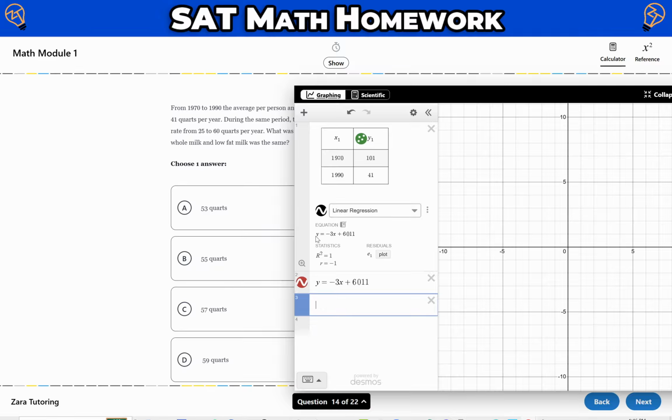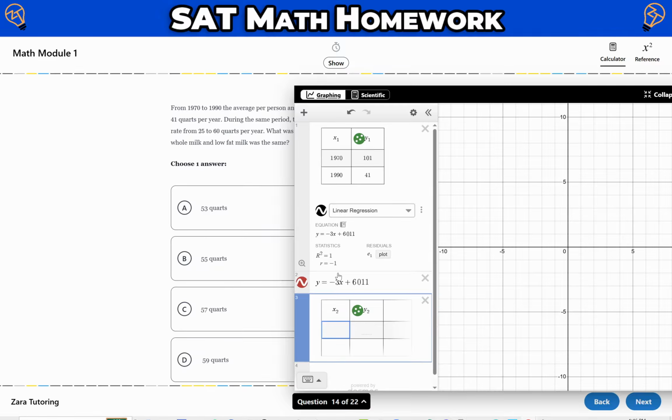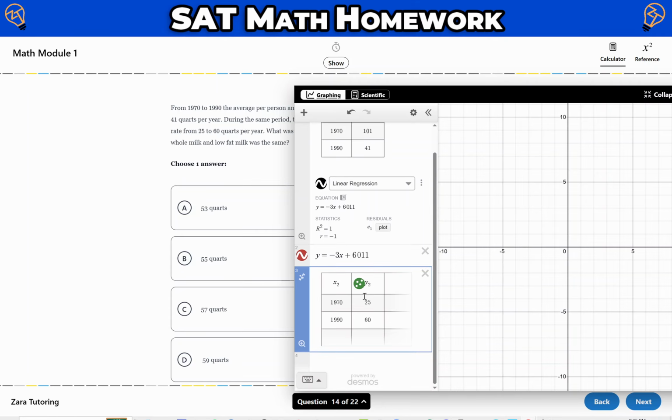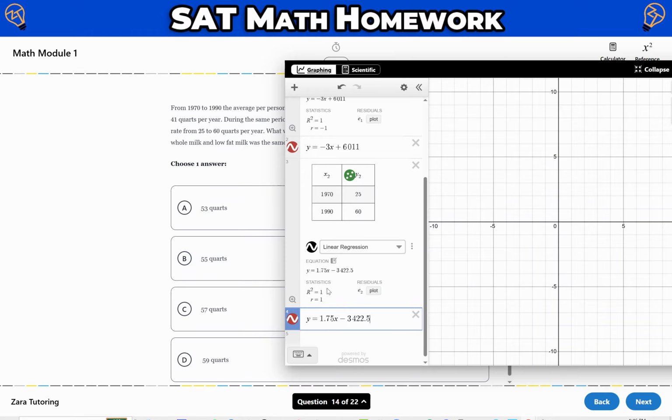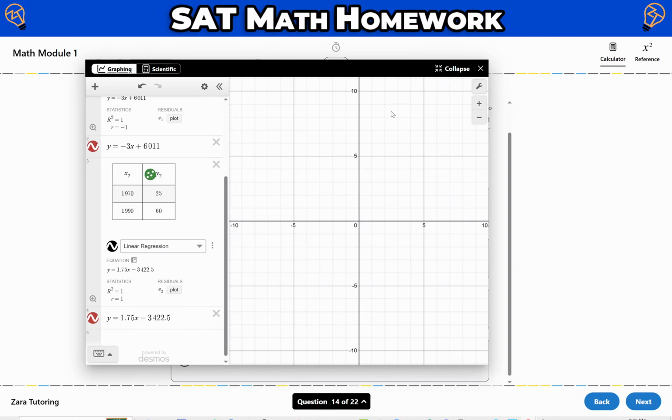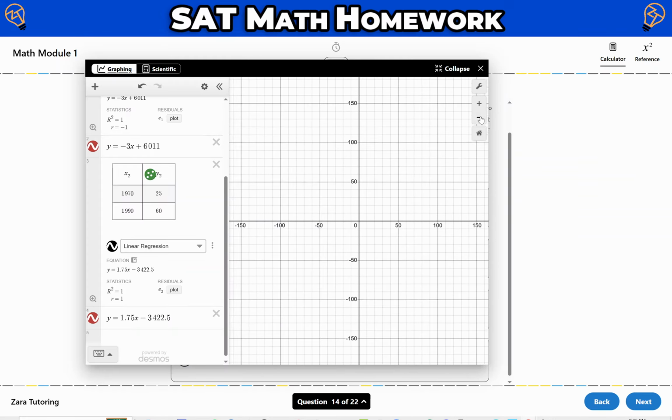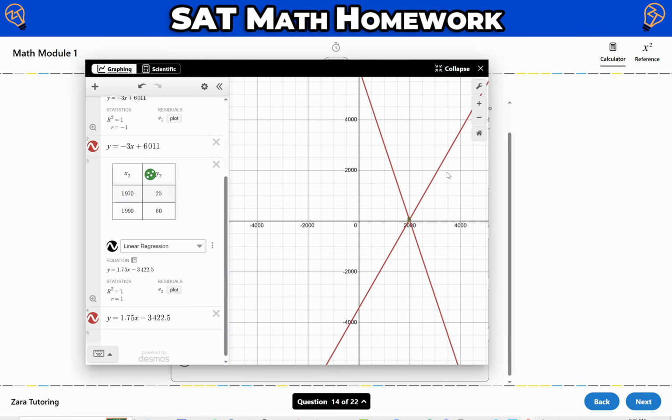And now let's go here and do the exact same thing where we make a table for the second scenario where you have 1970 and 25 and you have 1990 and 60. And then same idea, linear regression. So we click here and then we take that and export it. And so now it's graphing lines 2 and 4. And so what we're going to do is look for the intersection of those two lines.